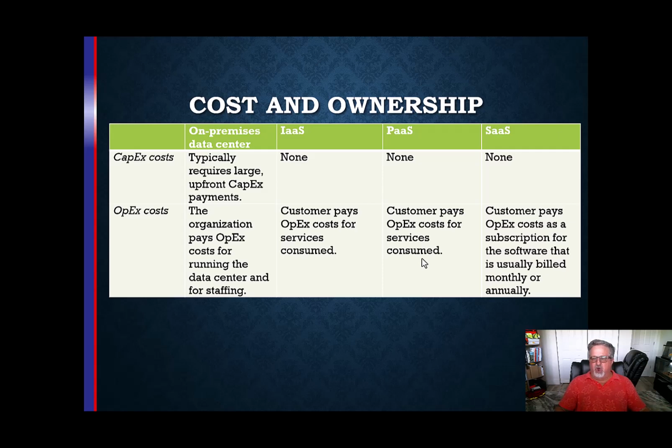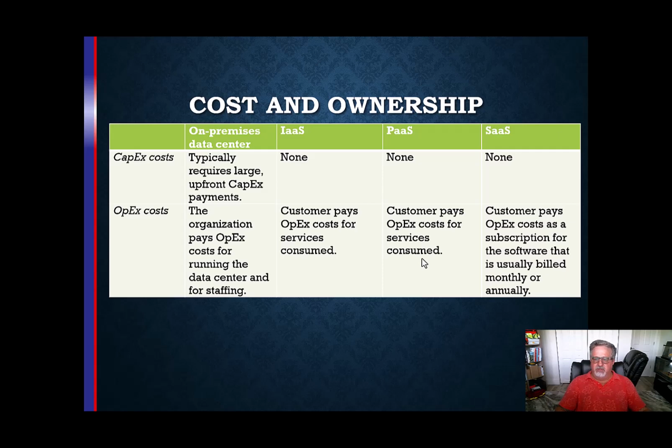You're not dealing with hardware at all. You're not even building virtual machines. So the customer is going to pay OPEX, operational expenses, when there's a subscription. If you host that application and currently no one is subscribed to it, no one's using it, you're not going to be paying for it. But let's hope that's not the case.